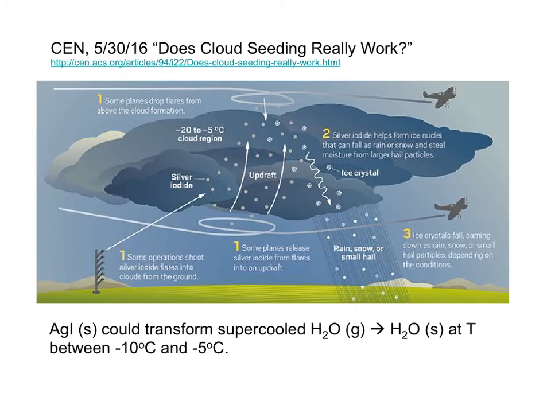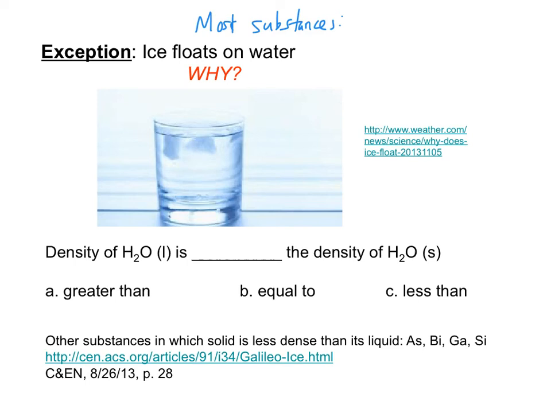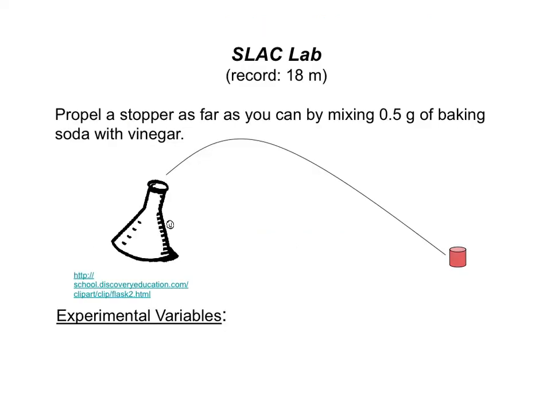There are quite a few areas that don't get enough rain. Silver iodide could serve as a seed to help form ice nuclei that can fall as rain or snow. Lucky for us, ice floats on water. It would be bad for life if bodies of water froze from the bottom up. We know there are hydrogen bonds between water molecules. In ice, hydrogen bonds separate the water molecules more than in the liquid. That greater spacing results in a lower density for ice.